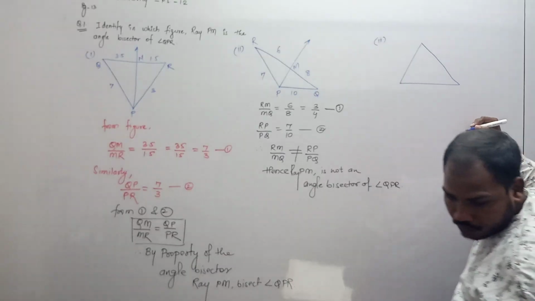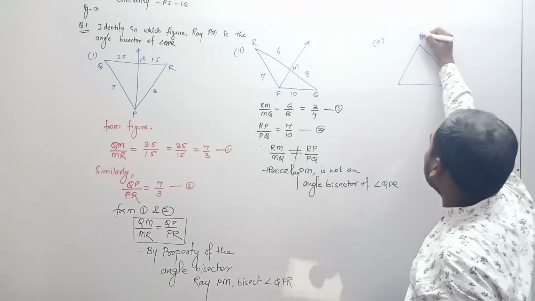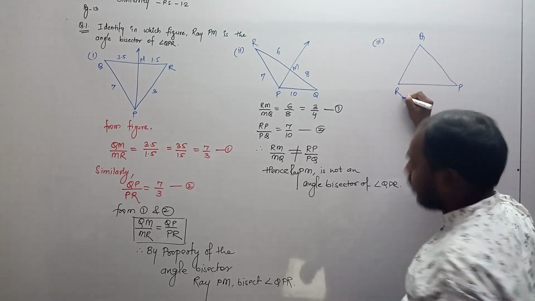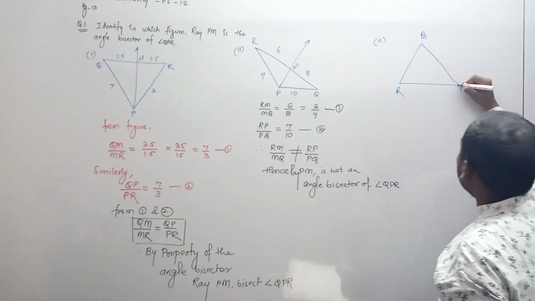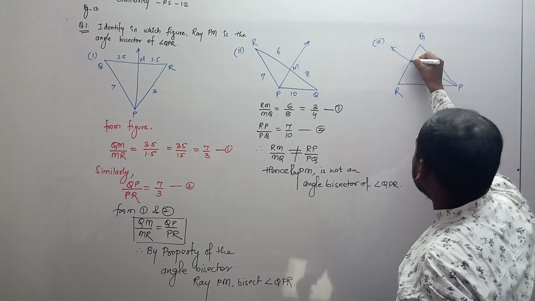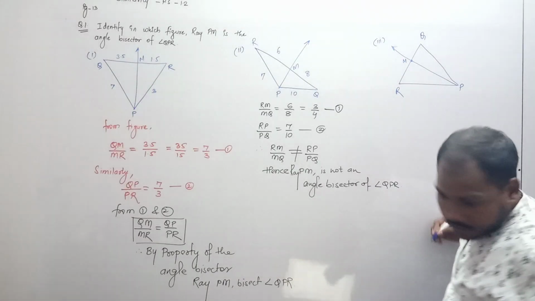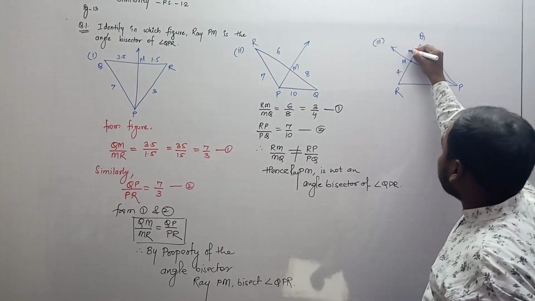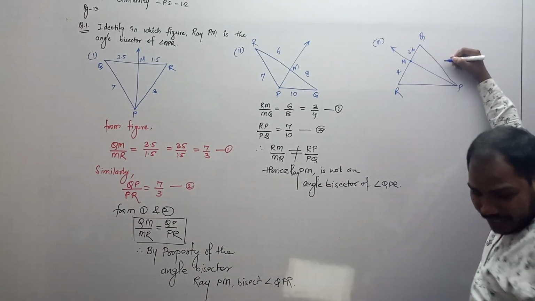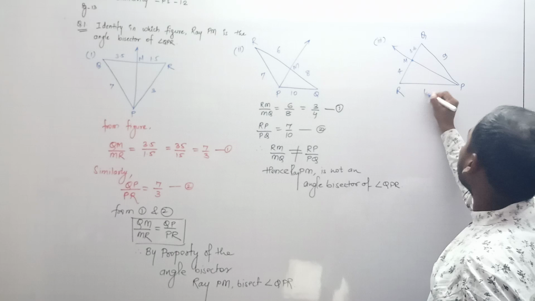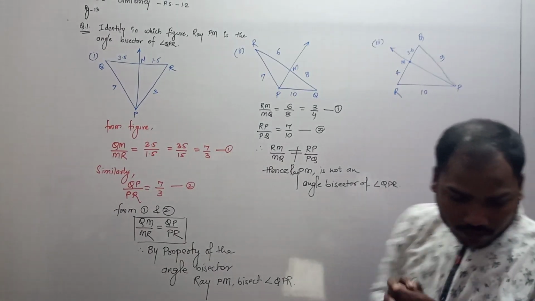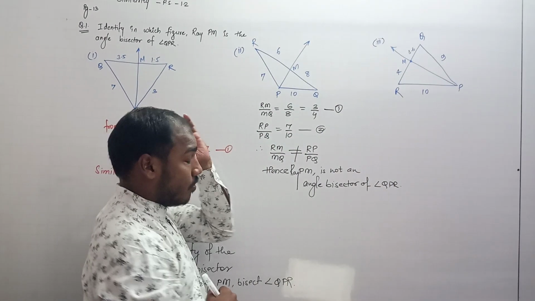Name it as QPR. So this one is Q, this one is P and this is R. This one is working as a bisector and this point is representing M. The values they have given are 4, 3.6, and QP is represented by 9 and this one is 10. Okay, so this is the third diagram of the question.